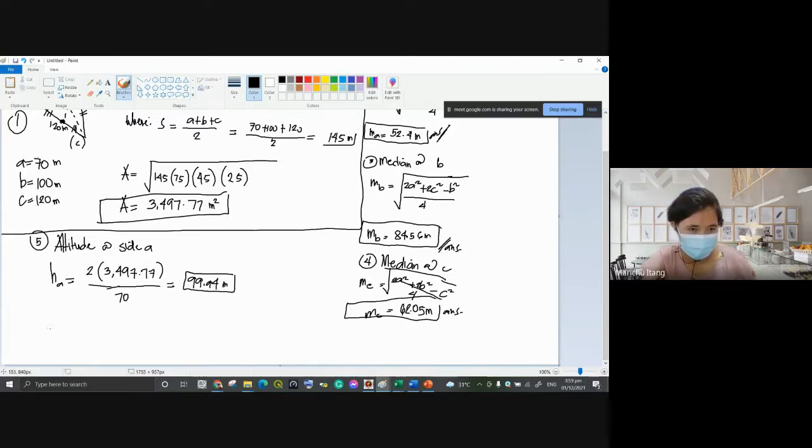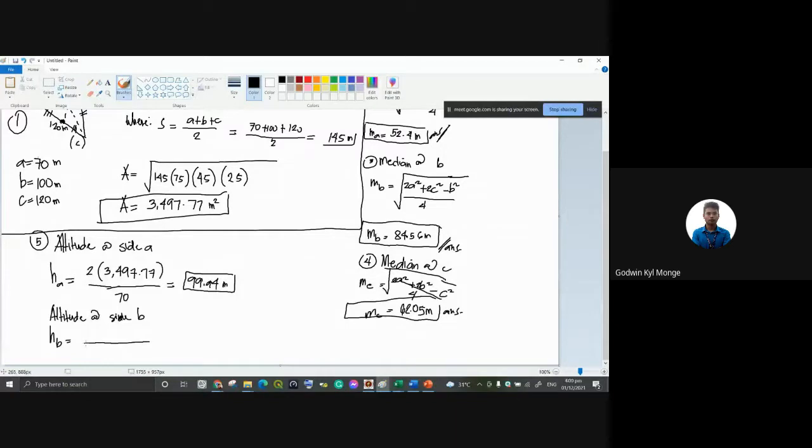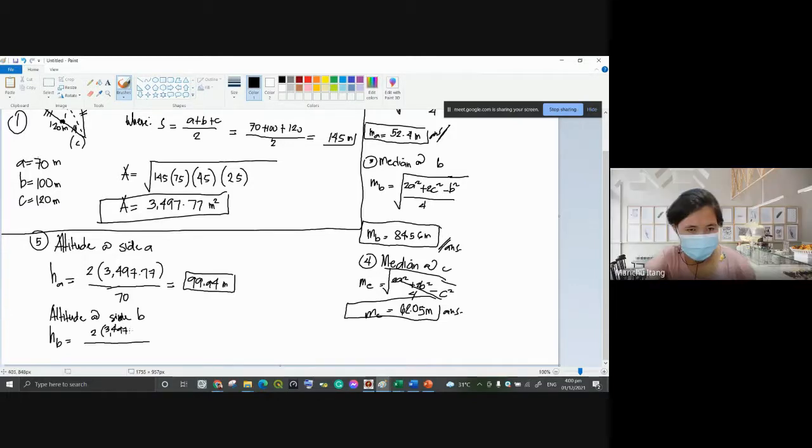Monghe, kindly answer the altitude at side B. The altitude of B is 2 times the area of the triangle all over 100, which is 2 times 3,497.77 over 100, right? Yes, ma'am. That is 69.95 meters.